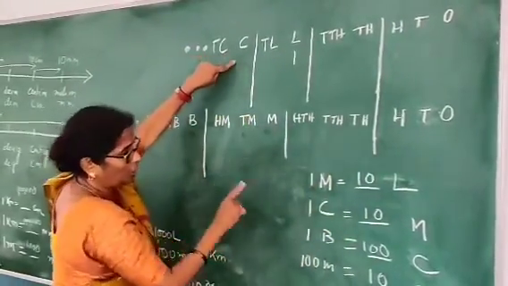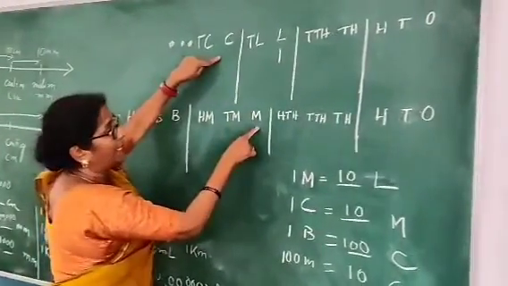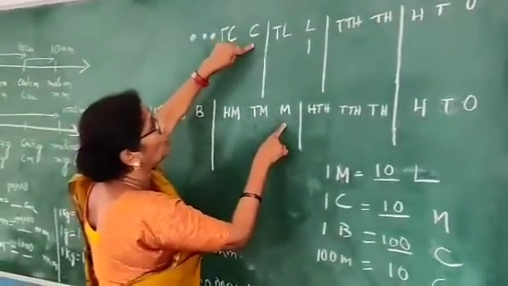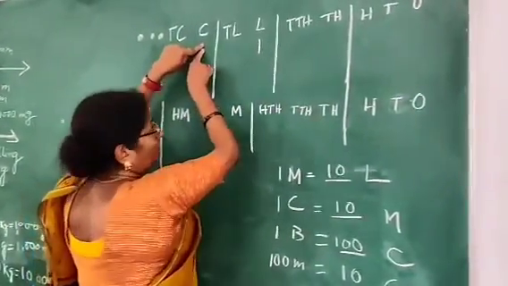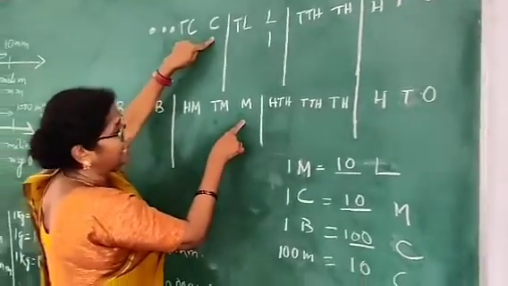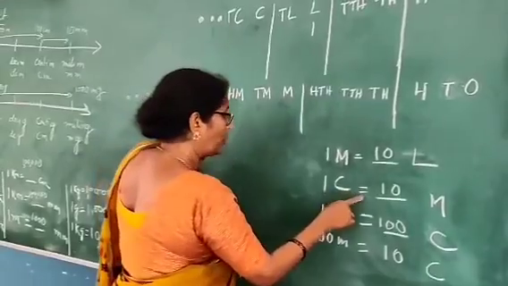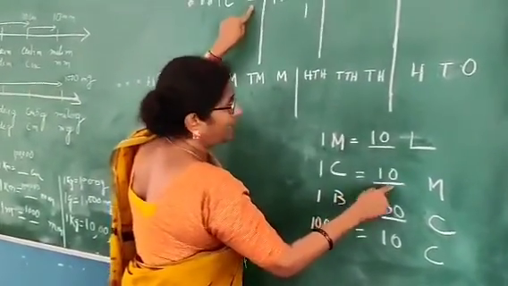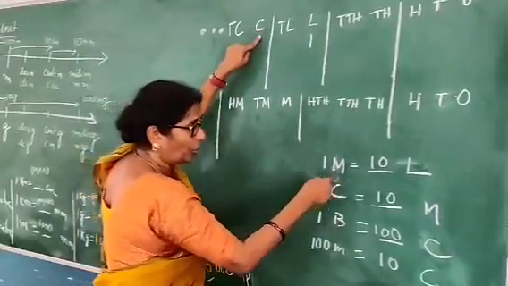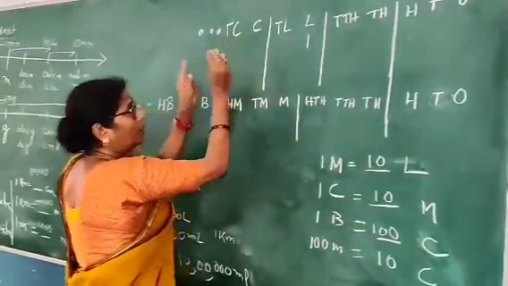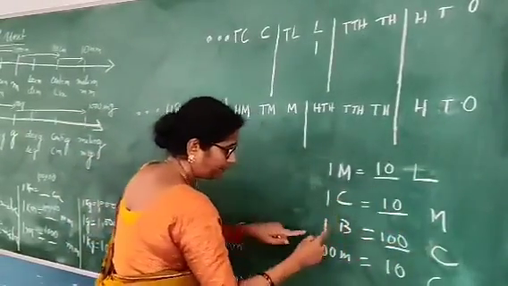Now crore and million. Million is in the sixth place, and crore is in the seventh place, which means crore is greater. So 1 crore is 1 step more, so 1 crore equals 10 million.